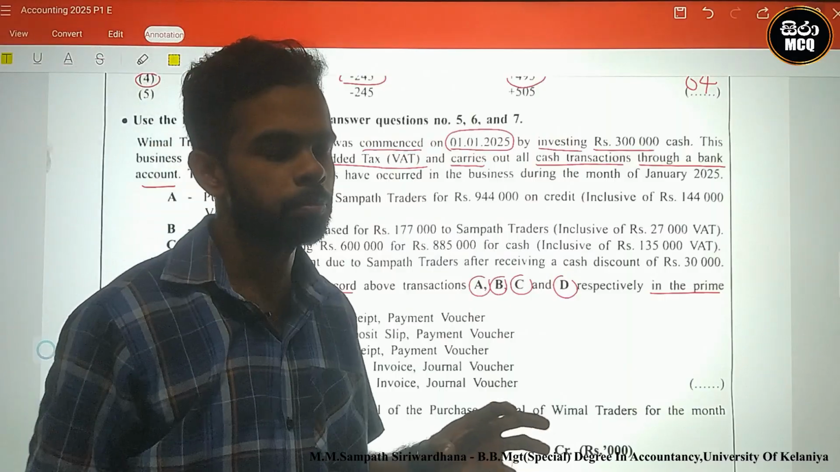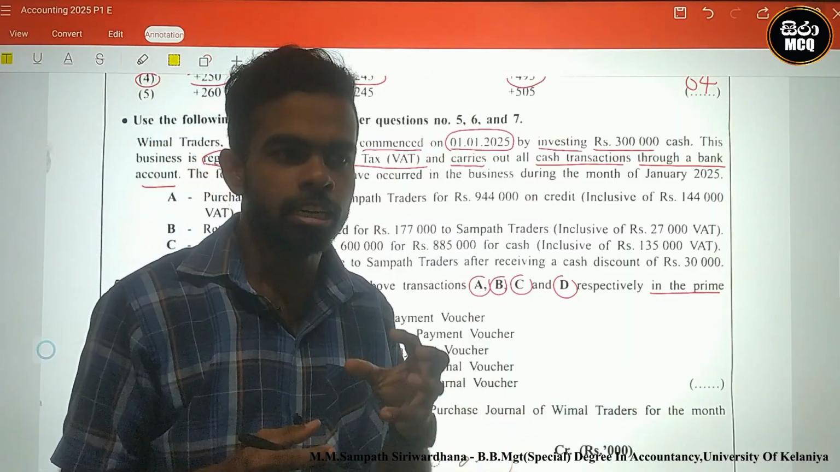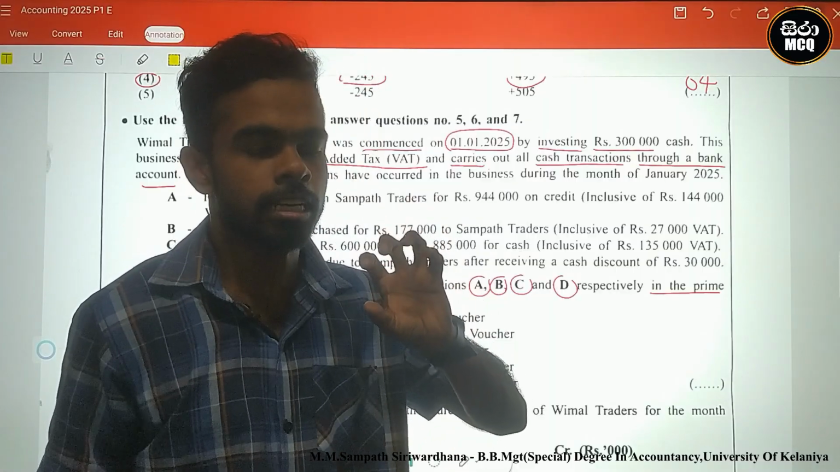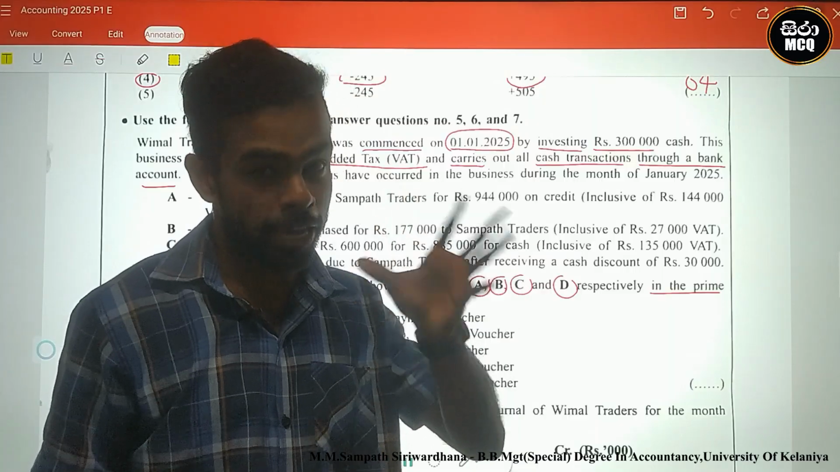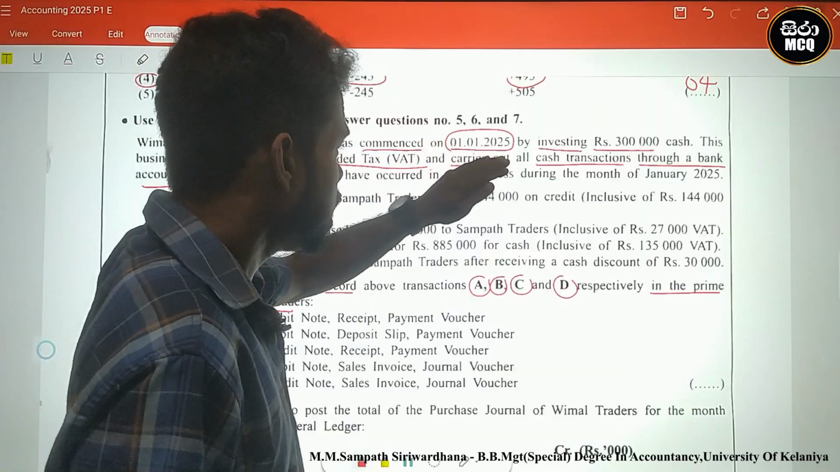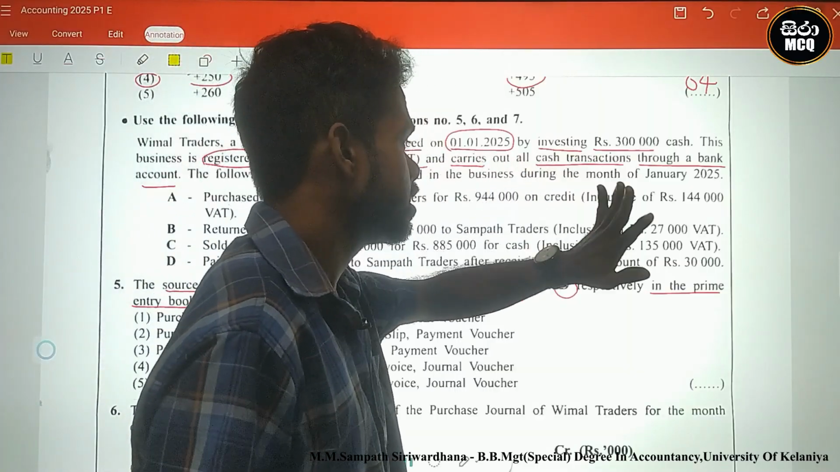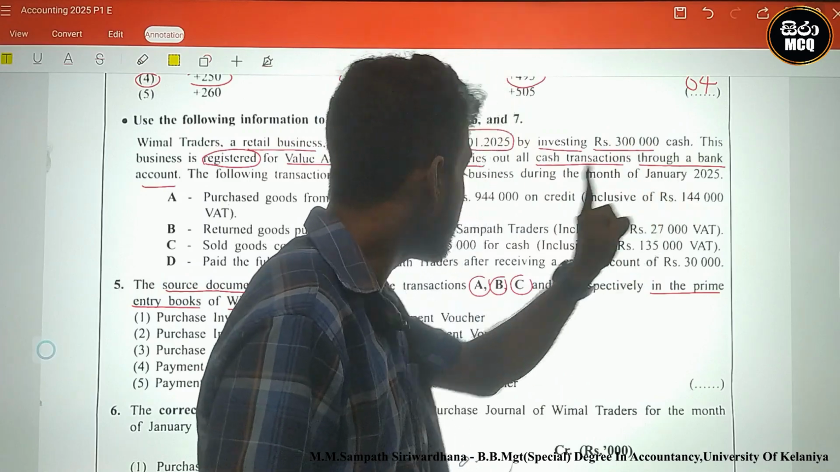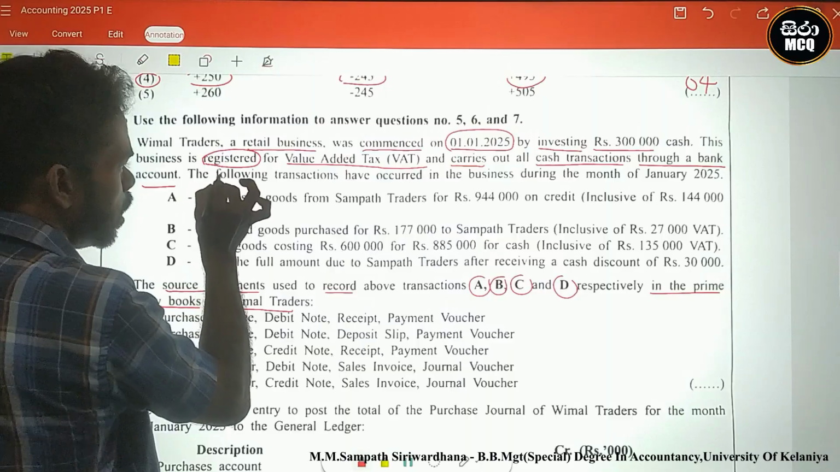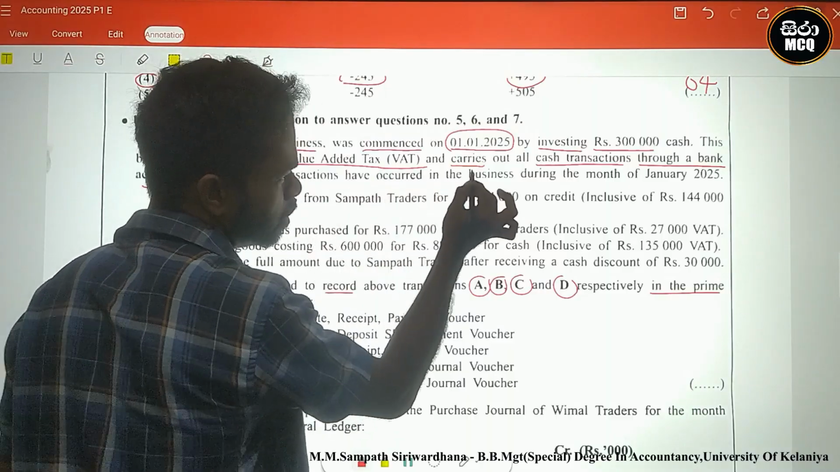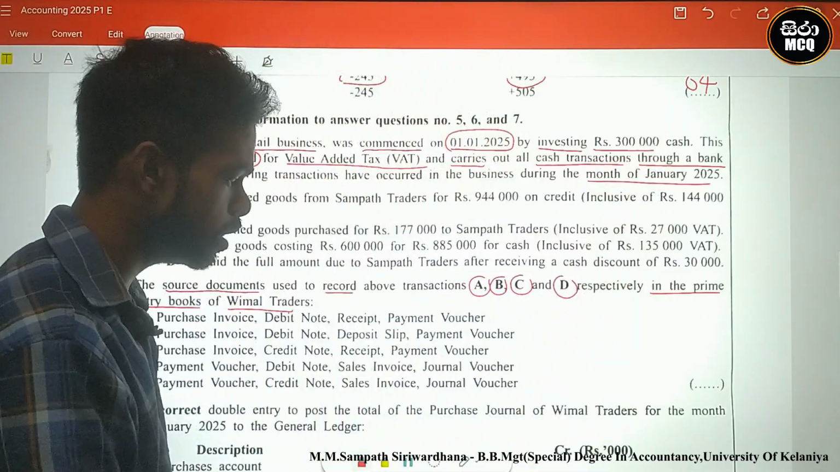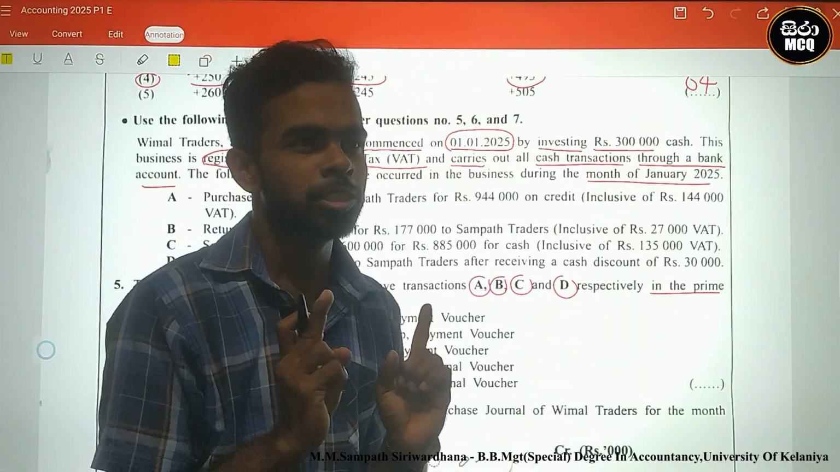All business cash transactions are carried out through the bank account, the current account. Look here, it carries out all cash transactions through a bank account. There is no crucial point. The following transactions have occurred in the business during the month of January. Look here, we must identify the source documents.